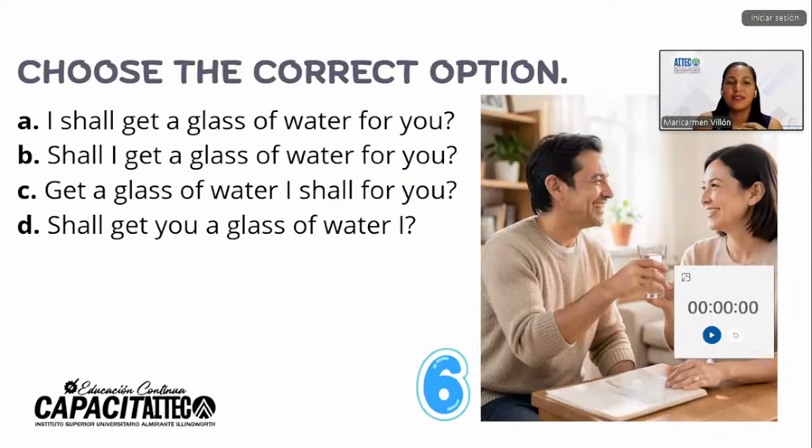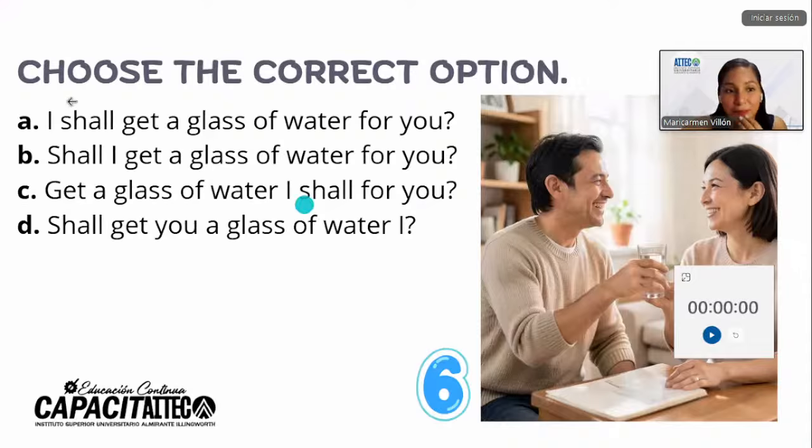Number 6, choose the correct option. Look at this, it's using should. Y vuelvo y repito, es que ese should casi en inglés americano no se utiliza mucho. Más es inglés británico, también es muy formal, es como el could. Pero a diferencia, este principalmente se utiliza con dos pronombres, con I y con we. Should I get a glass of water for you? Qué cordial.